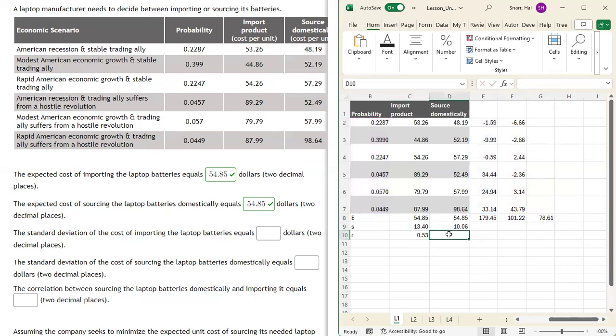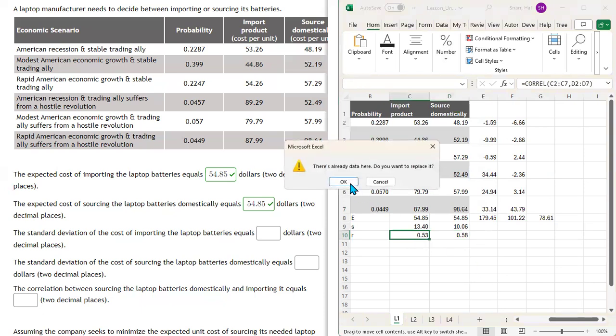Weighted correlation equals that divided by the product, I have a parenthesis there, the product of standard deviations. And when I press enter, I'm going to get something kind of close, not exact. This is the unweighted correlation, and this is the weighted correlation. And because these are not equally likely events, I needed to use the weighted correlation.